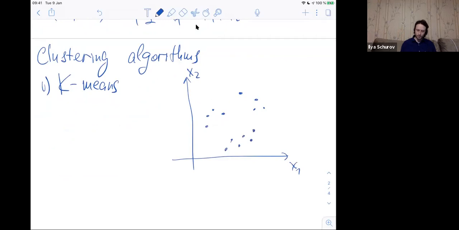Something like this. And then we do the following steps. First, we have to define the number of clusters that we are looking for. Define k number of clusters.